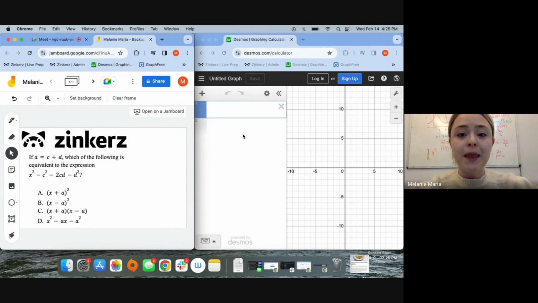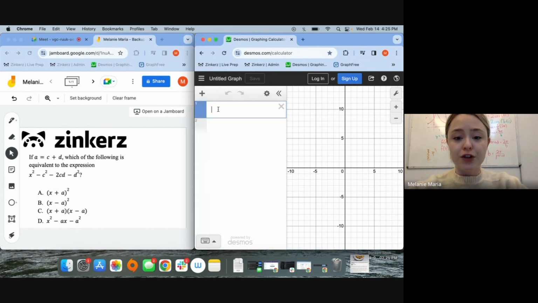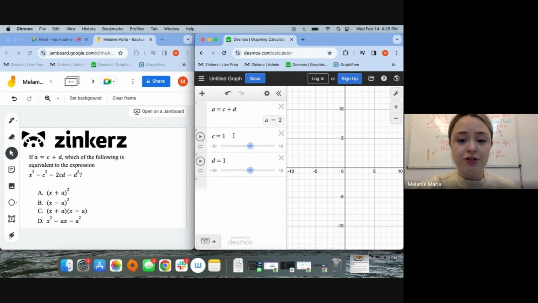So let's just start. I'm going to start by plugging in this first condition, which is A equals C plus D. Desmos will prompt you to add the sliders. Make sure you do that. All these sliders are doing here is allowing us to play with and manipulate the values of C and D. So we can just leave them as one. You can mess around with them if you want. It's not going to affect our answer to this question. So we can just leave them as is.